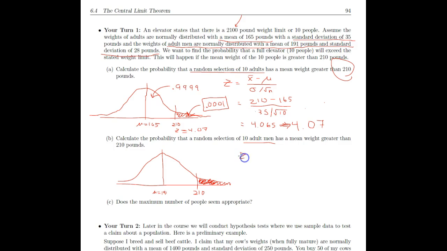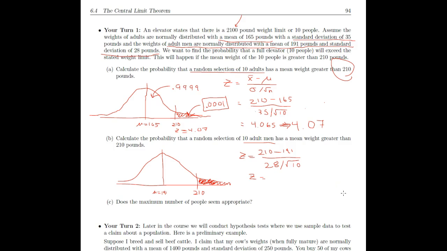So, we're going to find the z-score, which is 210 minus 191 divided by the standard deviation. What's the standard deviation of men? 28, divided by square root of our n, which is 10. Cool.